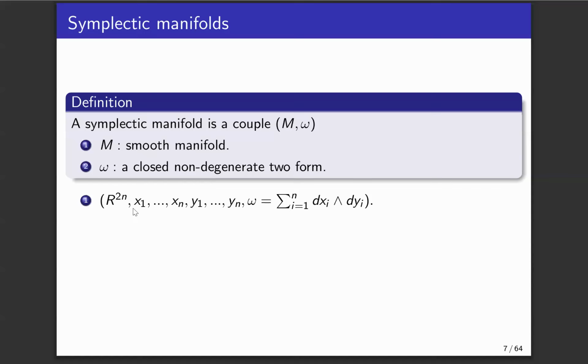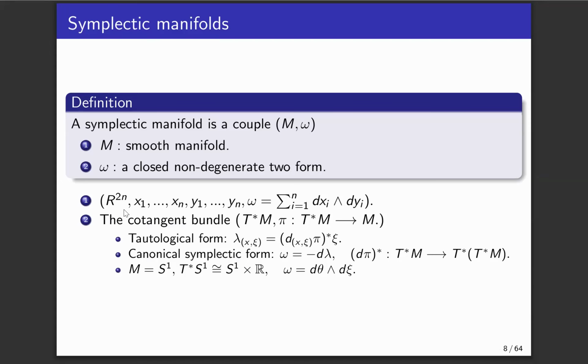So if we define the local coordinates x1, ..., xn, y1, ..., yn, then omega is the sum from 1 to n of dx_i wedge dy_i. So the description of the symplectic form is quite simple in the case of Euclidean spaces of even dimension. And the second example is a standard one.